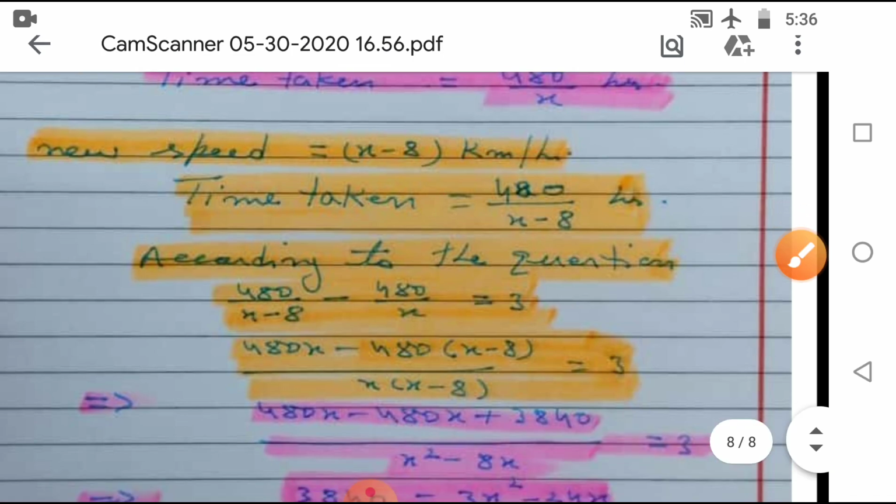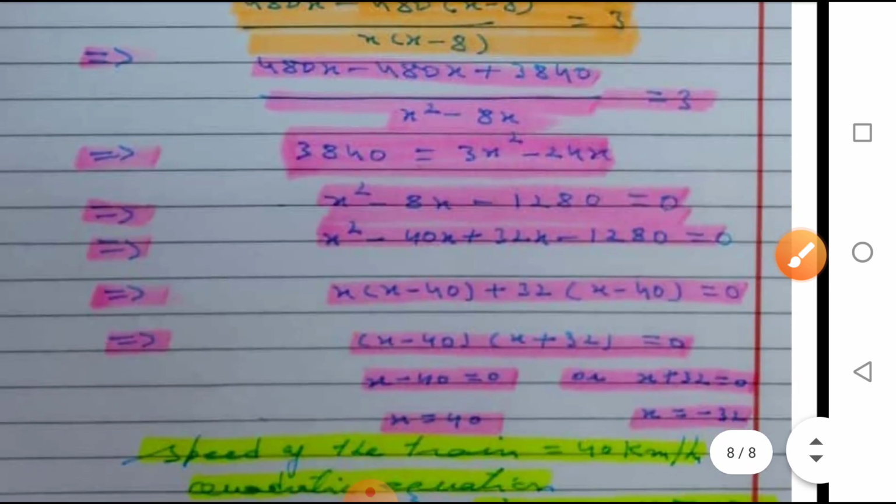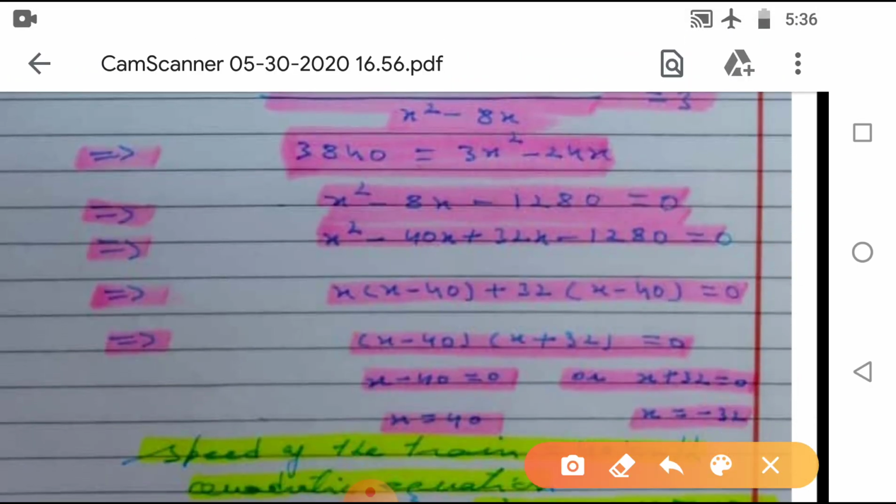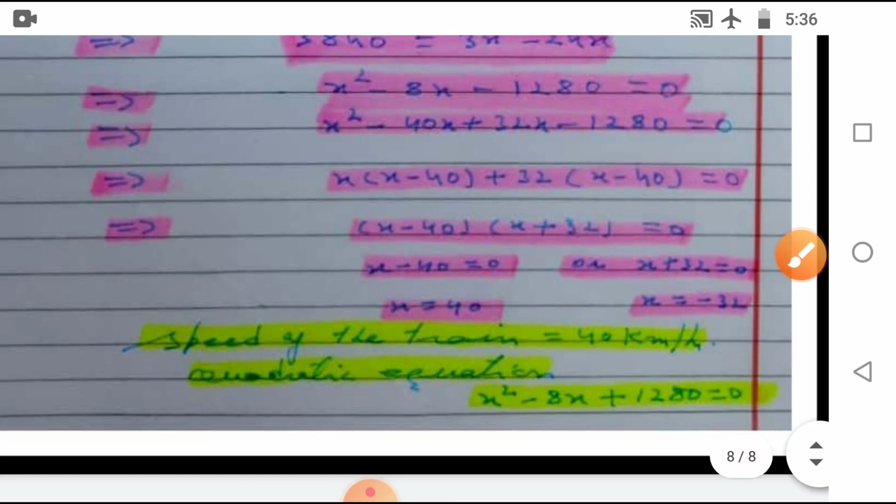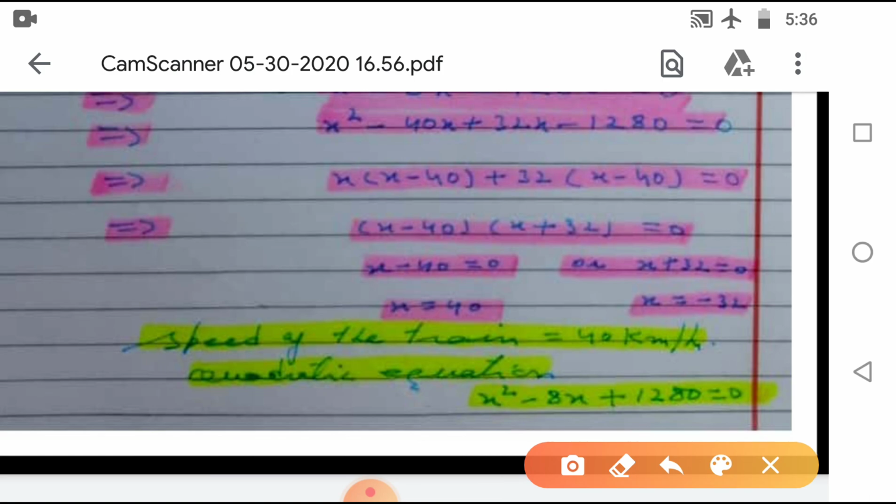When we solve this, we finally get the equation x² - 8x - 1280 = 0. By splitting the middle term, we get the value of x as 40 and x as -32. -32 is rejected because speed cannot be negative. So, the speed of the train is 40 kilometers per hour, and the quadratic equation for this question is x² - 8x - 1280 = 0.